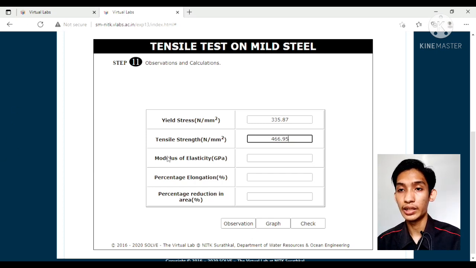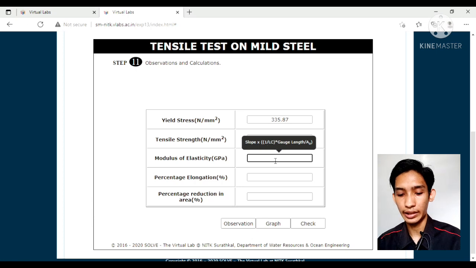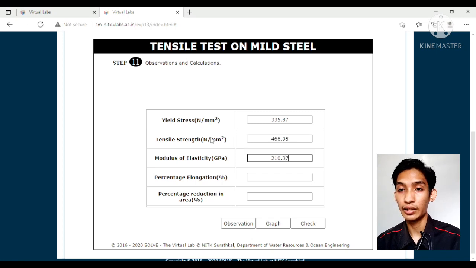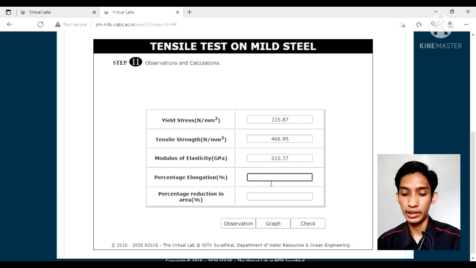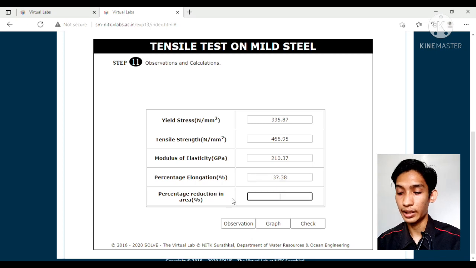After that, calculate the modulus of elasticity in GPa, and using the formula I get 210.37. After that, calculate the percentage elongation. Using the formula, I get 37.38. Lastly, calculate the percentage reduction in area. Using the formula given, I get 53.98.